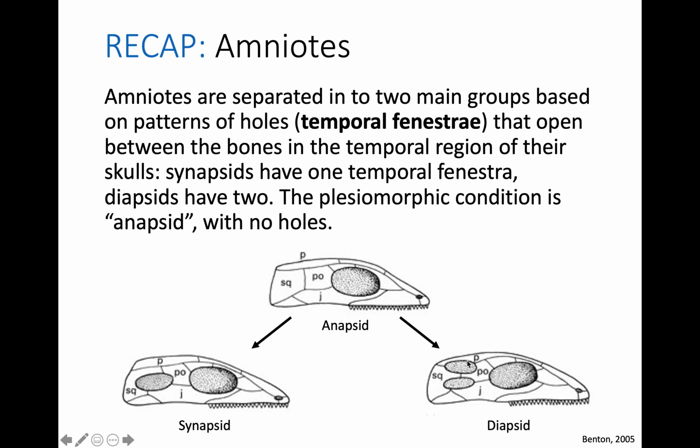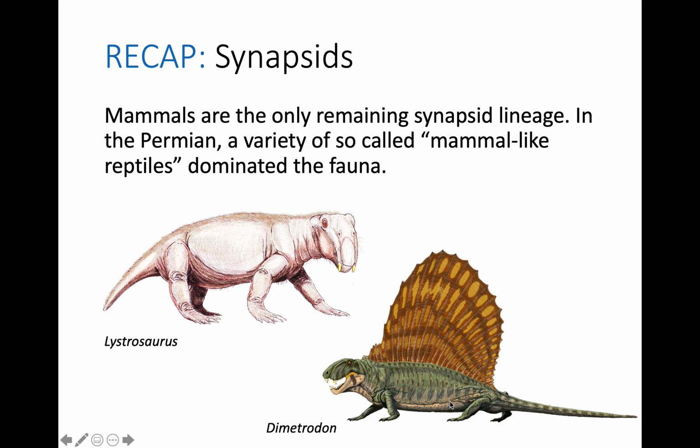Di meaning two, have two extra fenestra, openings in the skull. Synapsids, syn meaning one, have one extra. All right. The plesiomorphic condition, meaning the ancient condition, is zero holes, otherwise known as anapsid. We thought for a long time, as we said last class, that turtles were anapsids, but it turns out that their condition is a secondarily derived diapsid, so they've lost those holes again. All right, so mammals are the only remaining synapsids left.